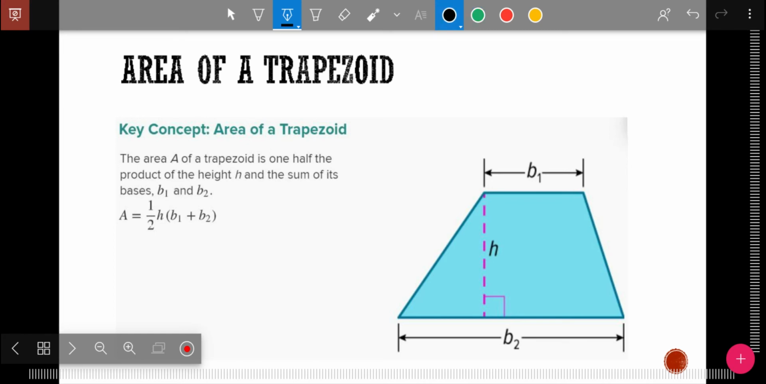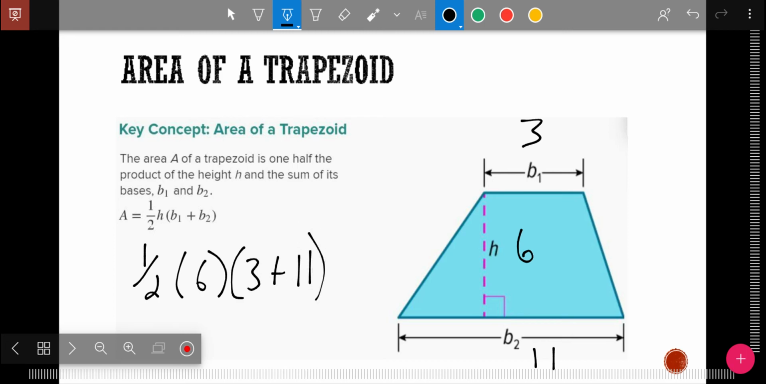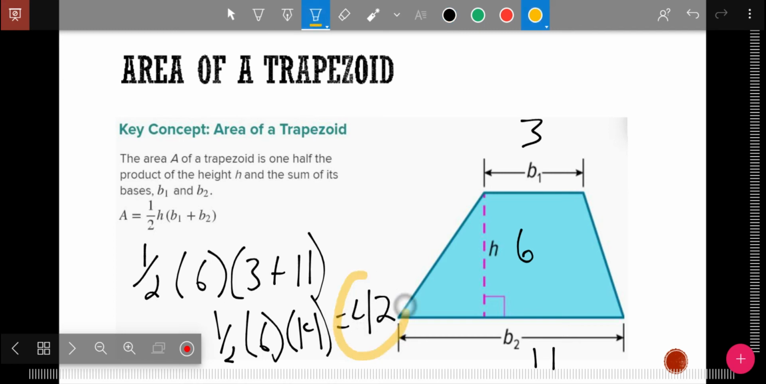And so if they give you, let's say, the height is 6, the base is 3 up there, the base is 11 down here. You would do 1/2 times 6 times, and then in parentheses 3 plus 11. All right. Well, it's half, and then 6, and then 14. Half of 6 is 3. 3 times 14 is 42. And so that would become my answer.